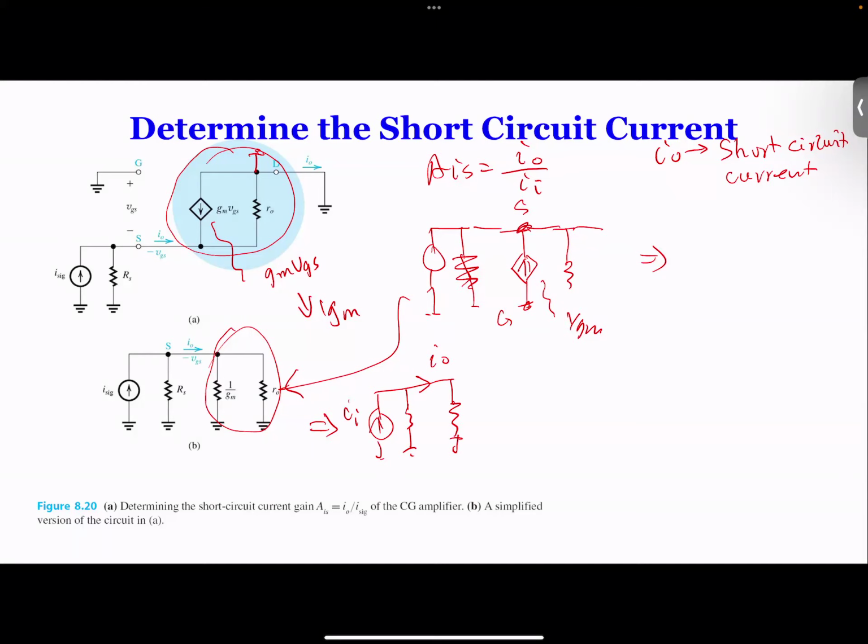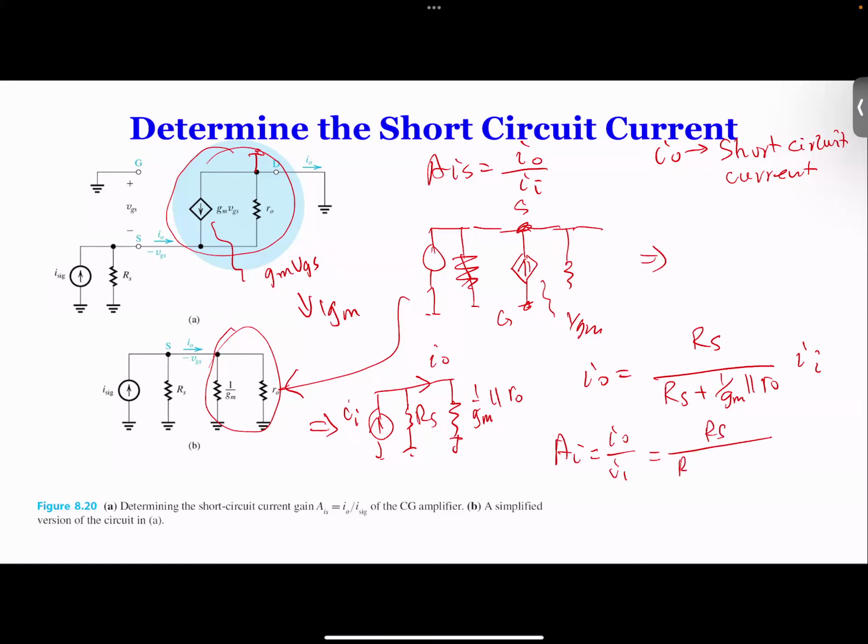and you can tell me this is a current divider, right? So this RS and this resistance is 1 over GM in parallel with RO. So in the current divider, IO is equal to RS over RS plus 1 over GM in parallel with RO, times II. So your AI is equal to IO over II, which is equal to RS over RS plus 1 over GM in parallel with RO.